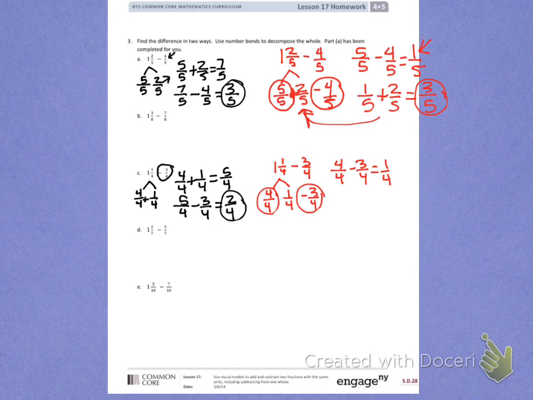But we cannot forget that we already had a 1/4 in our problem. So I'm going to take this 1/4 and I'm going to add on this 1/4. I'm trying to make it clear where my fourths are coming from, and we get 2/4, and that's the same answer we got from our first problem.